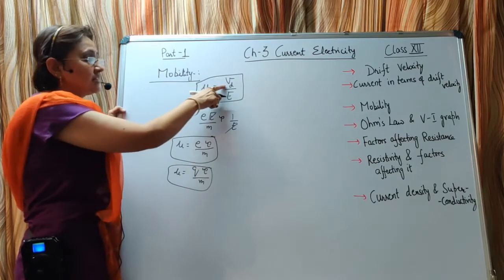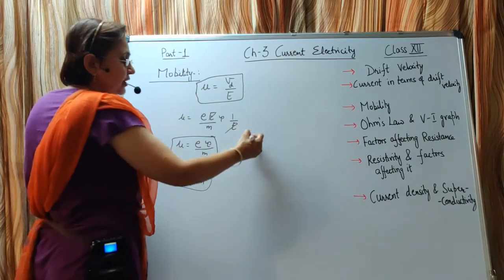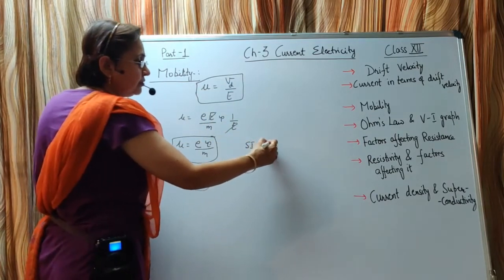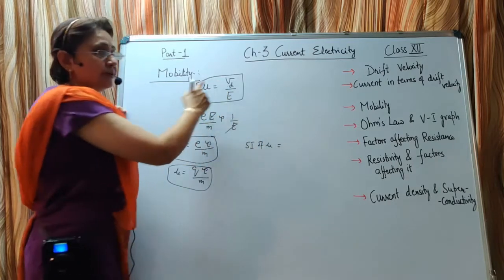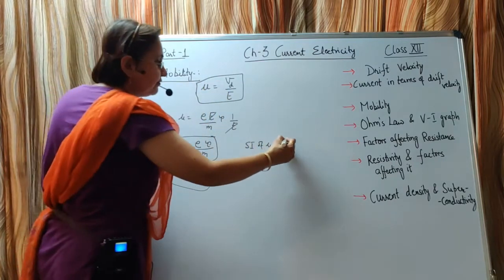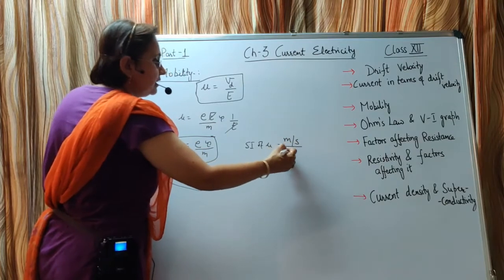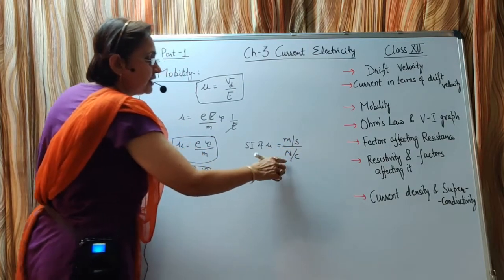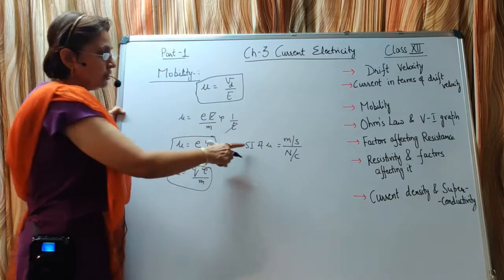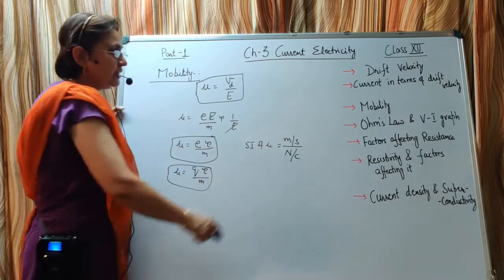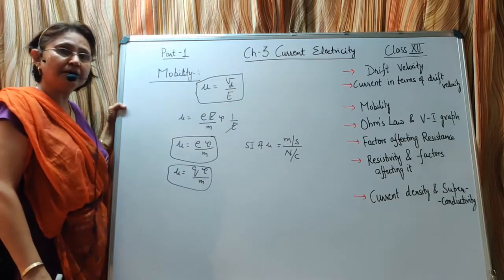Now let's find its SI unit. The SI unit of mu will be equal to drift velocity, which has the unit of velocity, that is meter per second, upon electric field, which has the unit Newton per coulomb. So the SI unit of mu is meter per second upon Newton per coulomb.